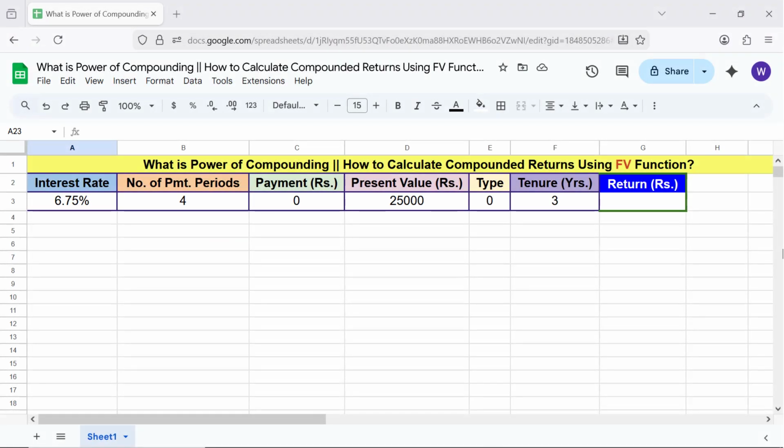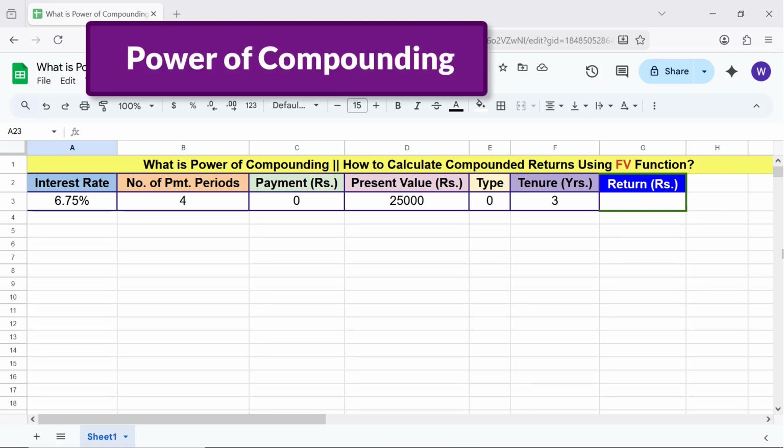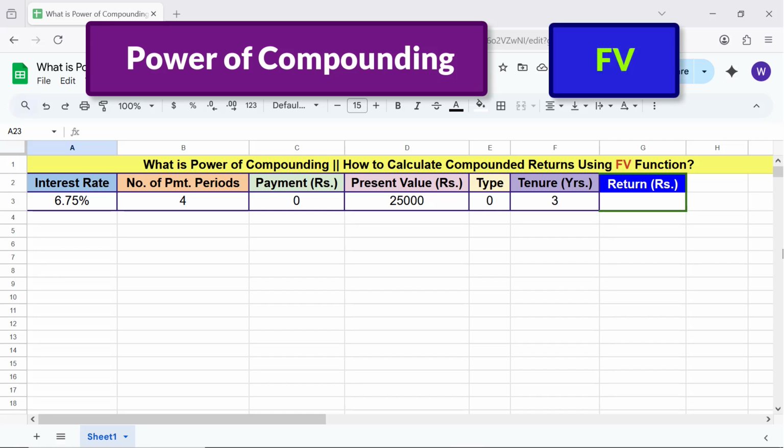Hello folks, greetings. Welcome to this tutorial, which gives an overview of the power of compounding. The tutorial also gives the steps to calculate compounded returns from an investment using the FV function.